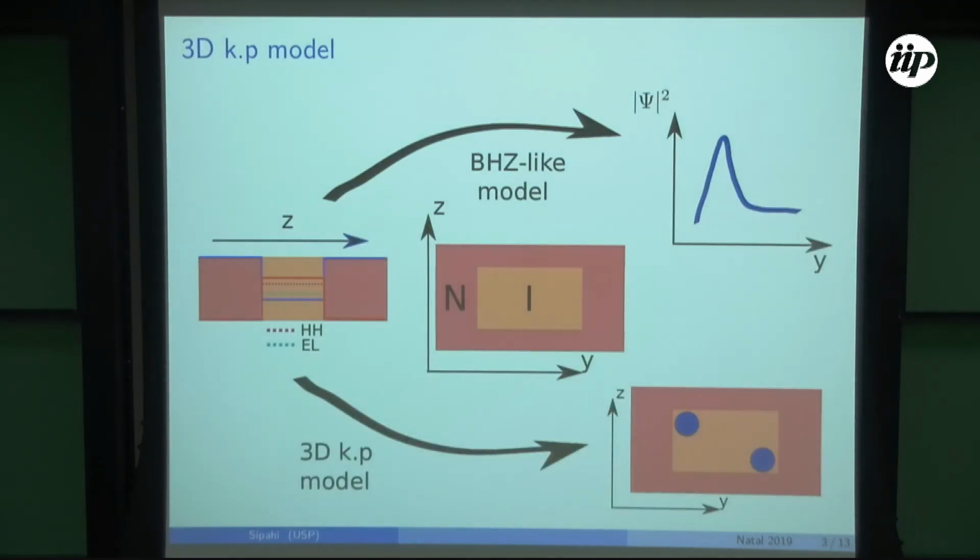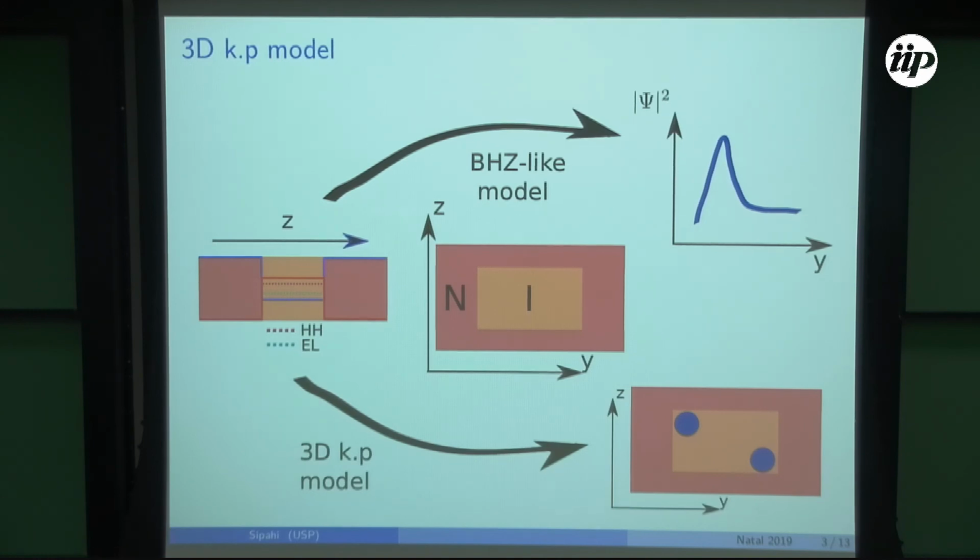Okay, so let's just advertise a little bit our model. Usually when we are studying this, you use a BHZ-like model, so you have an effective Hamiltonian, then you confine, and you extract from reality, use this, confine the other direction with a small Hamiltonian again, and then you have, you see things like that.